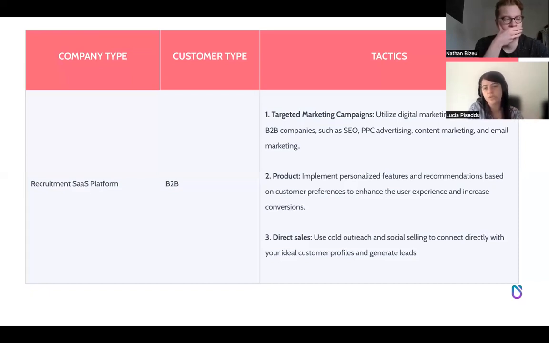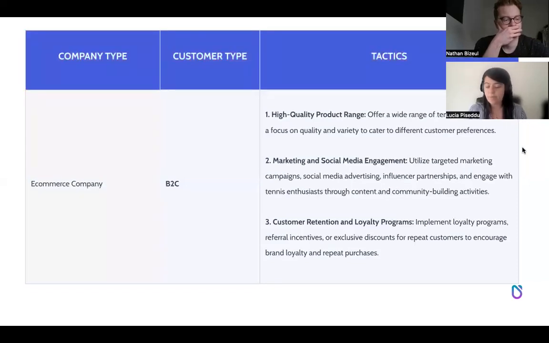And then, of course, the other strategy we can use is more direct sales. We can use cold outreach, social selling, cold calling, anything, right? Events, so everything that brings us in touch directly with our customers, we can do that, right? So B2B, a lot of marketing, product, and of course, sales.